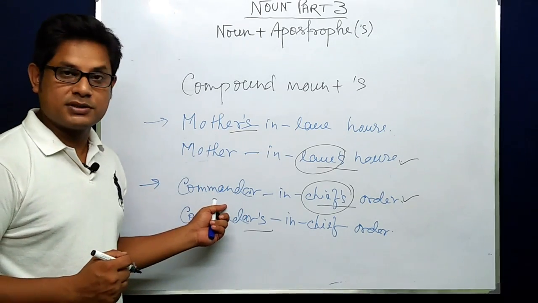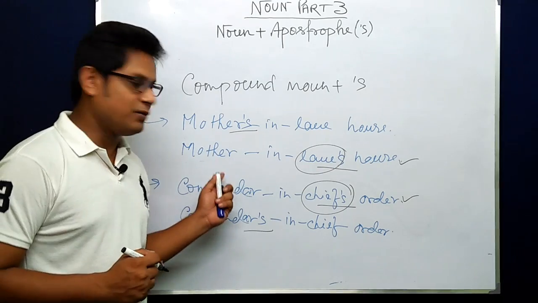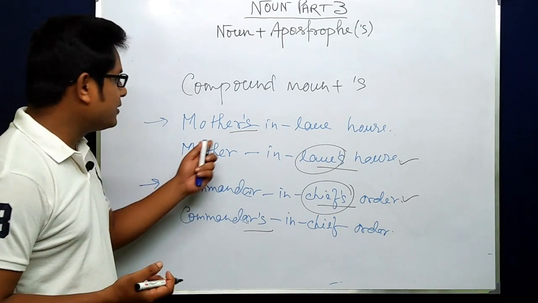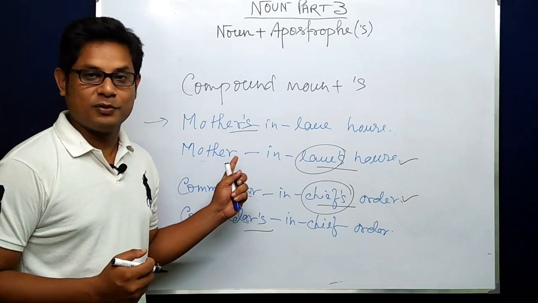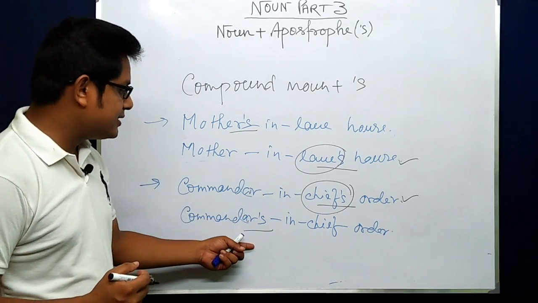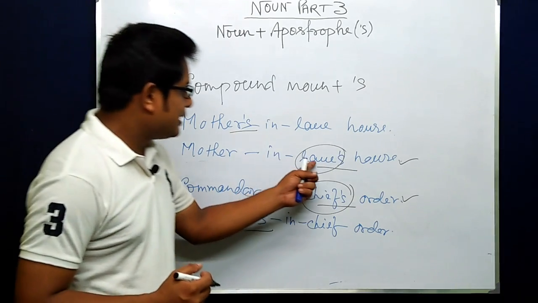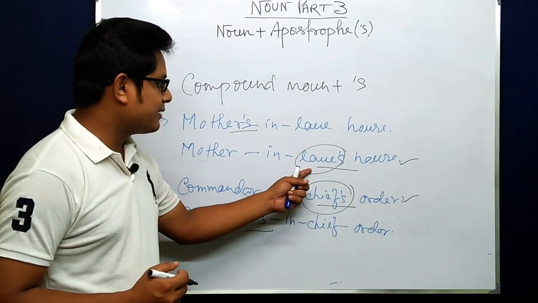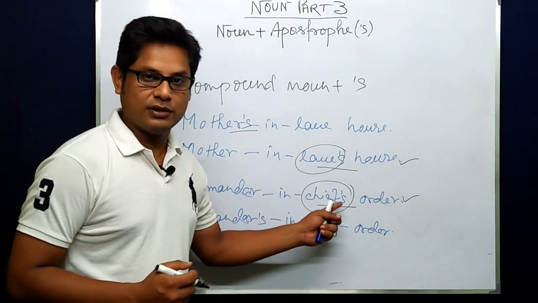Again, commander is a person. Then it would be better to use apostrophe s to that particular noun. Means you may think that mother's in law house would be right. That's the proper way. Again, commander's in chief, it would be the proper way. But according to the rule, this one is the right one: mother in law's house or commander in chief's order.